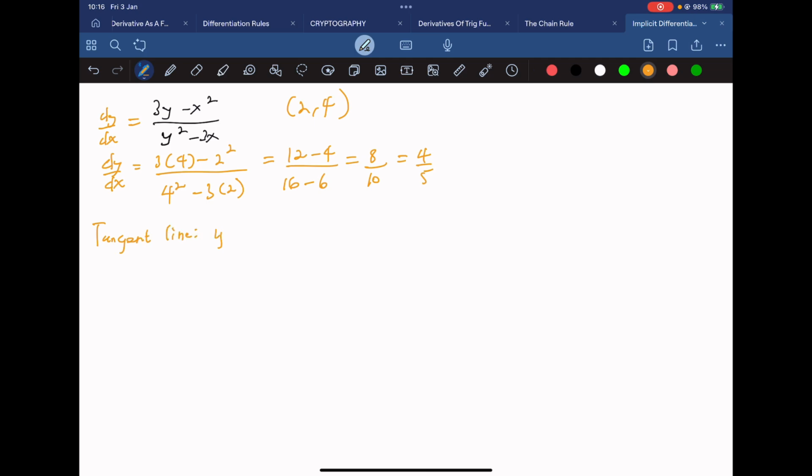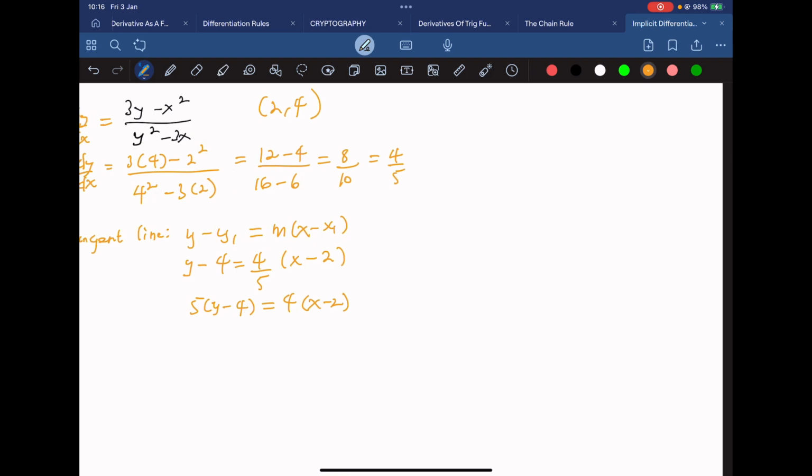remember you have y minus y1 equals m times x minus x1. So our y1 is the y, which is 4. Our m, which is the slope, is 4 over 5. X minus x1, which is just 2. So we can just cross multiply, right? If we do so, we have 5 multiplying y minus 4. This is equal to 4 times x minus 2.